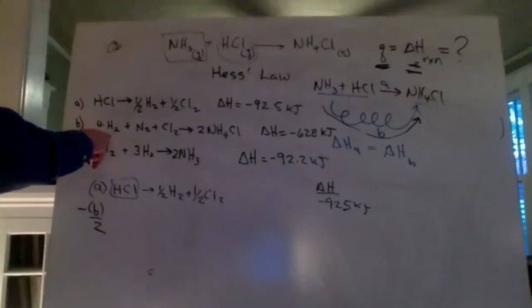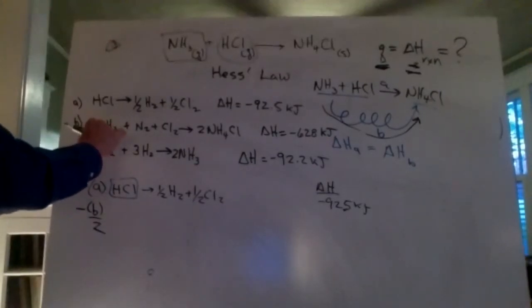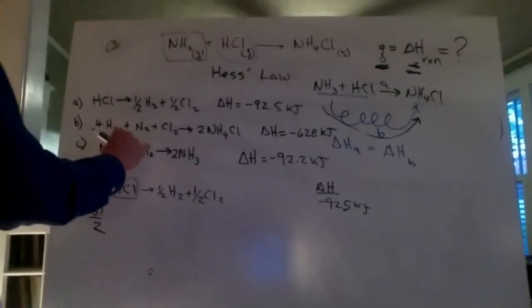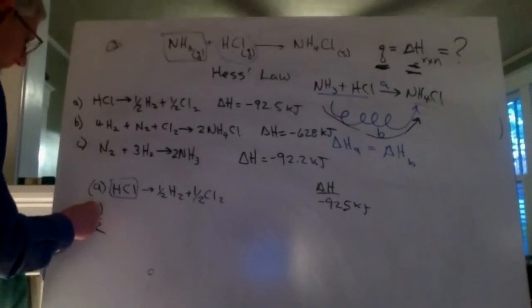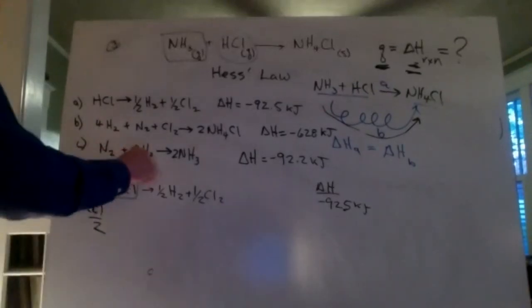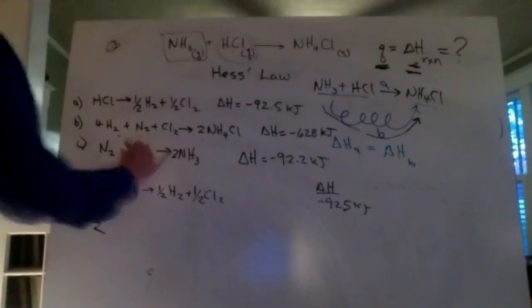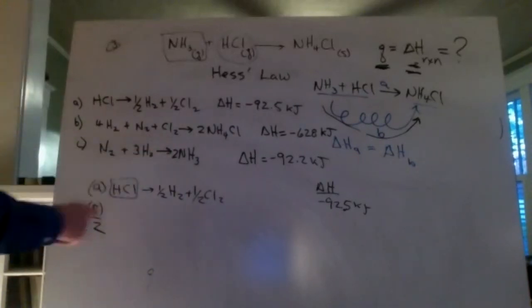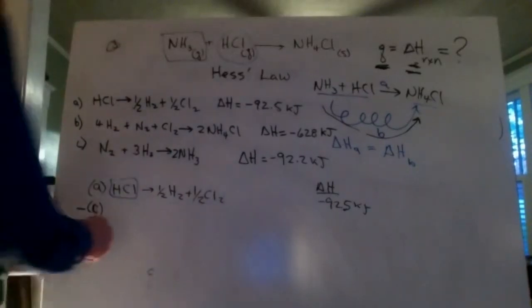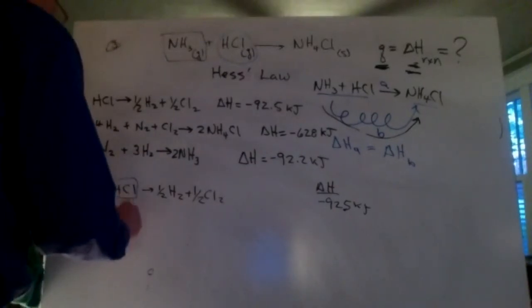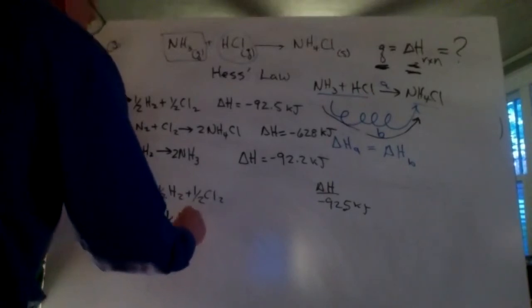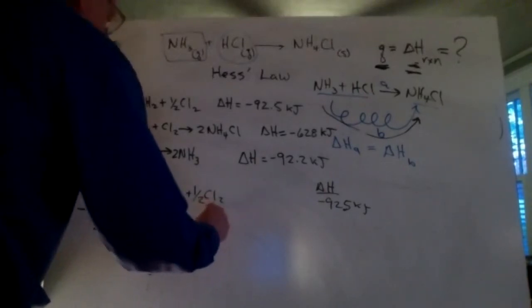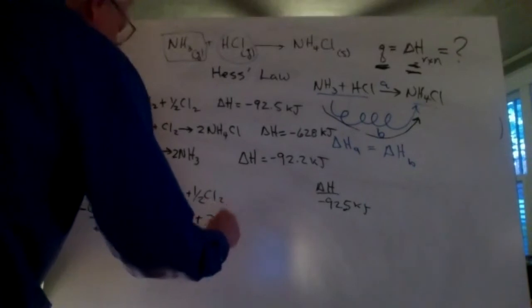So we take negative C divided by 2. We're going to reverse letter C. We're going to take this reaction and reverse it and divide by 2 so that we'll get 1 mole of NH3. So we'll have NH3 as a reactant going to 1/2 N2 plus 3/2 H2.